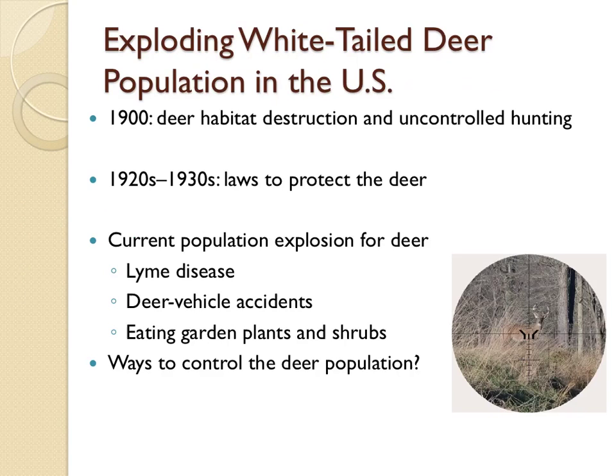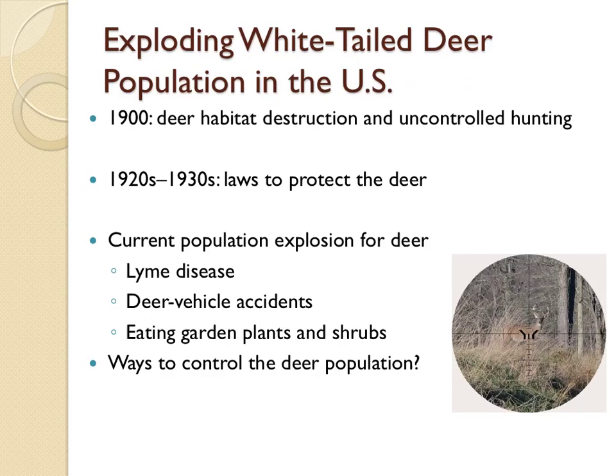A little case study with our exploding white-tailed deer in the United States to end this. In 1900, we had destroyed a lot of deer habitat. We're building houses, we're cutting down forests where they like to live, and we had uncontrolled hunting. So the deer population in the early 1900s was just devastated. Then in the 1920s and 1930s, we started recognizing this and got laws in order to protect the deer. Now, because we have a high deer population, they're getting hit by things like Lyme disease, which is carried by a tick. Obviously, the more deer population, even around Brookfield here, we get more deer accidents. They eat our garden plants and shrubs, which we don't like.